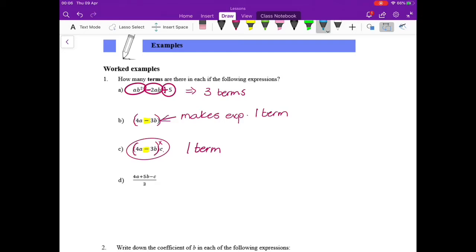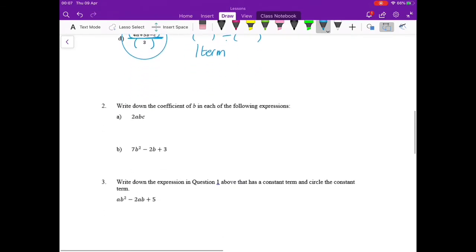Let's look at the last one on this page. I have got a positive there and a negative there. But your fraction line acts as a bracket. And that fraction line is saying that term divided by that term, so we've got one bracket divided by another bracket. There is no plus or minus, so this in fact is 1 term as well. Let's go and have a look.